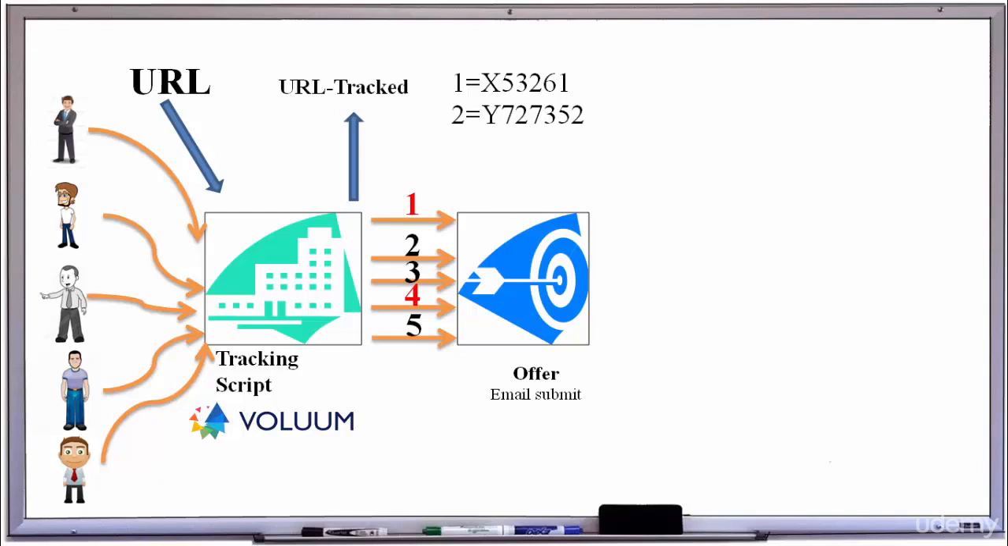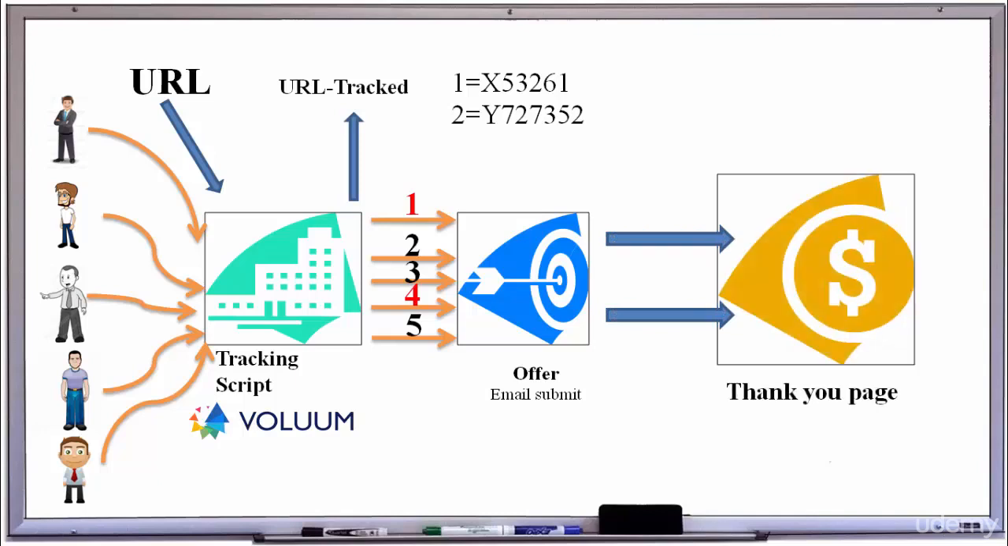And after they submit their email, they automatically go to the second page that we call the thank you page. So before using the tracking tool, we can't know who those people are who completed the offer and got us paid because they submitted their email. We don't know who those people are who submitted their email to get us our payout.